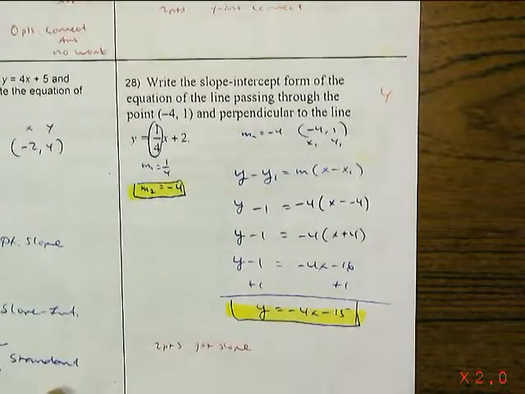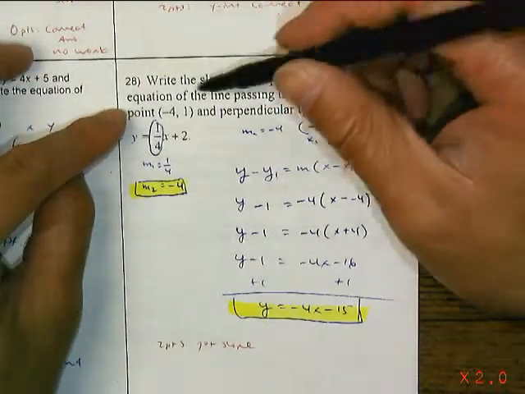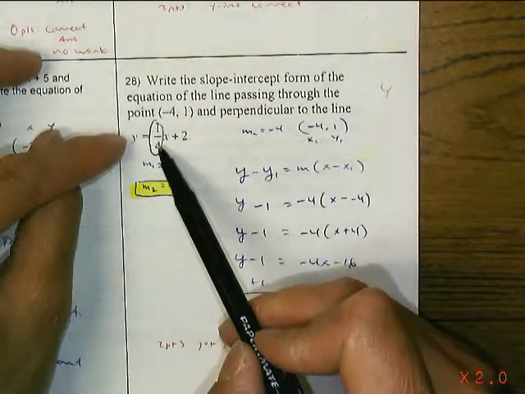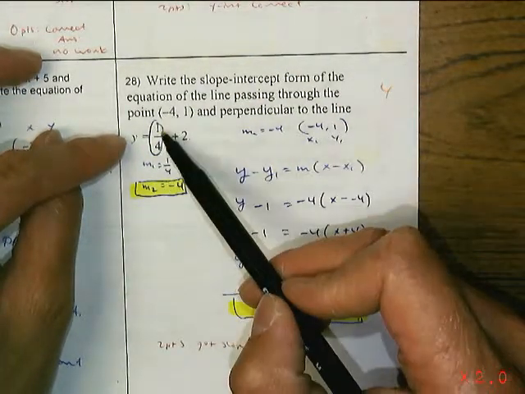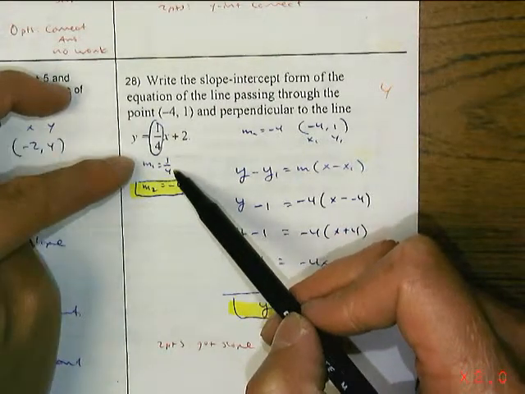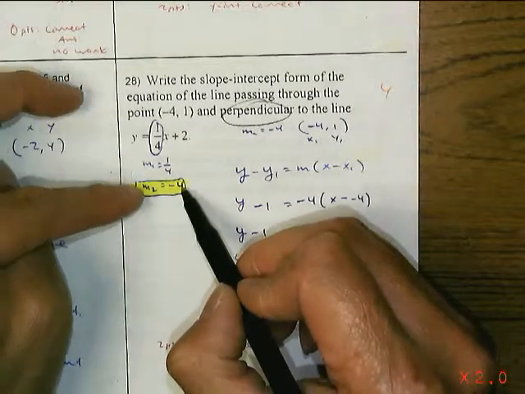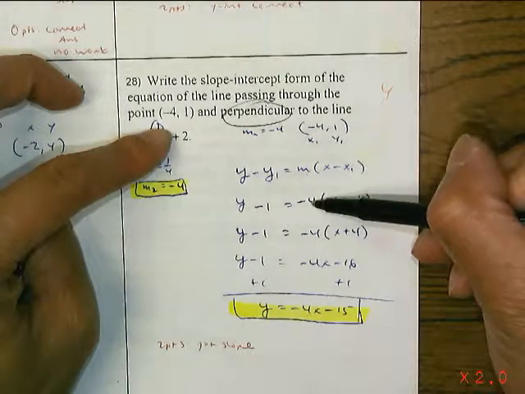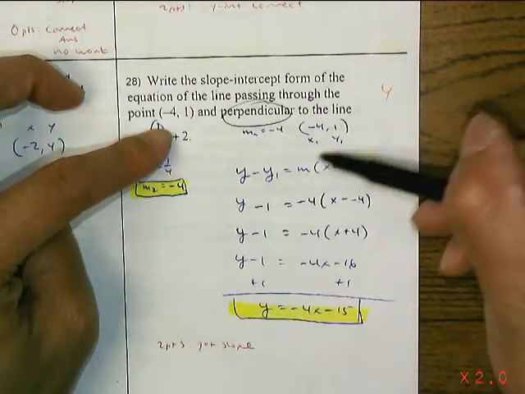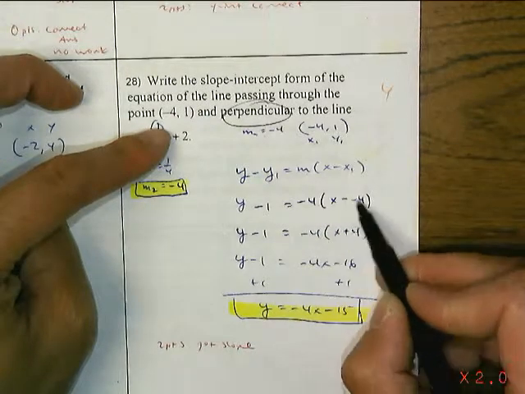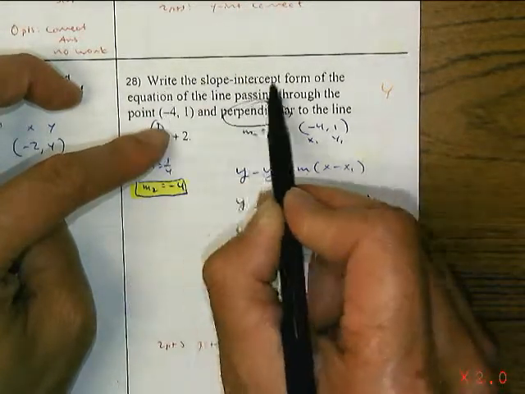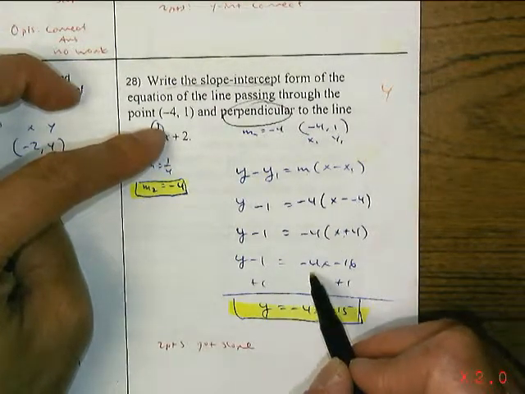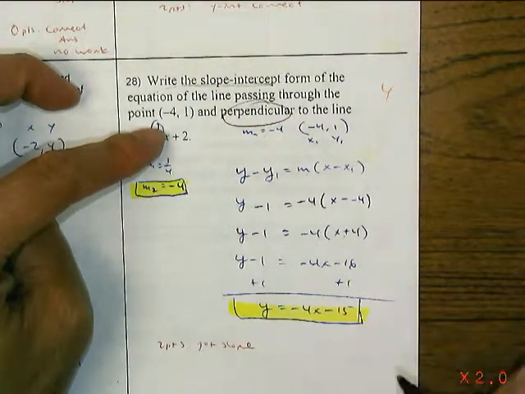Question number 28, write the slope-intercept form of the equation of a line passing through point -4, 1 and perpendicular to the line y equals 1/4 x plus 2. So again, I'm taking this equation here and then I'm just taking its slope, and the negative reciprocal will make it perpendicular, my key word, which would be -4. So I have -4 and then my ordered pair -4, 1. Substitute that into point-slope form. X value is -4, y is 1. It does tell us specifically in slope-intercept form, so I'm going to distribute -4, and you get -4x minus 16, and then you add 1, you'll get -4x minus 15.